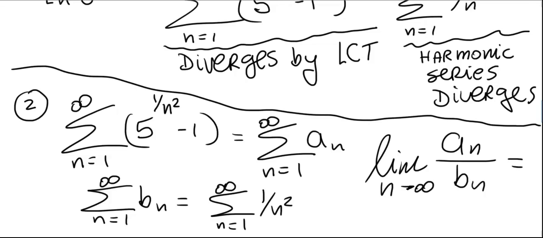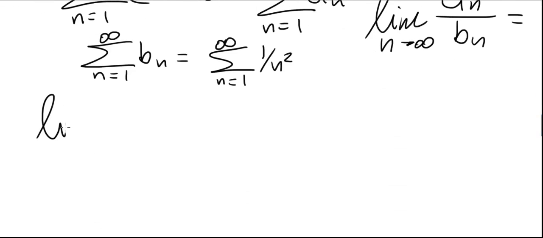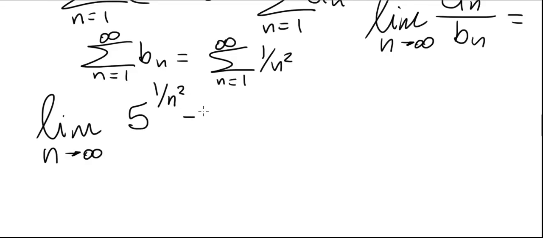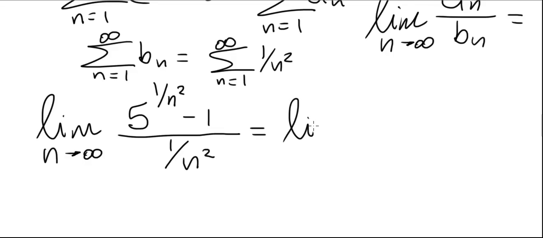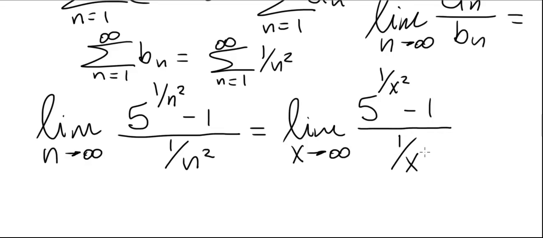And this is equal to the limit as n goes to infinity of 5 raised to the 1 over n squared power minus 1, divided by 1 over n squared. That's the limit as x approaches infinity of 5 raised to the 1 over x squared minus 1, divided by 1 over x squared. Let x go to infinity. The numerator approaches 0. The denominator approaches 0. We can apply L'Hopital's rule.